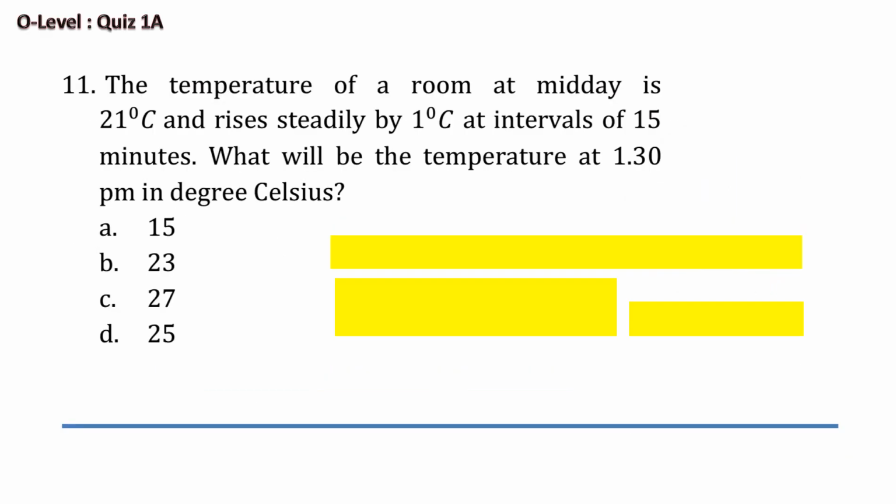Question 11. The temperature of a room at midday is 21 degrees Celsius and rises steadily by 1 degree Celsius at intervals of 15 minutes. What will be the temperature at 1:30 p.m. in degrees Celsius? So this question can be answered in 2 ways.